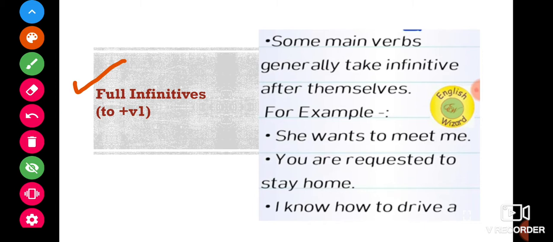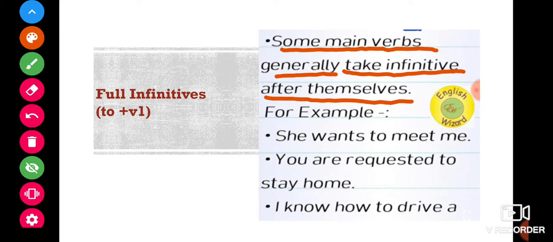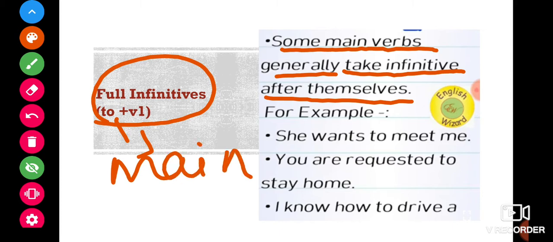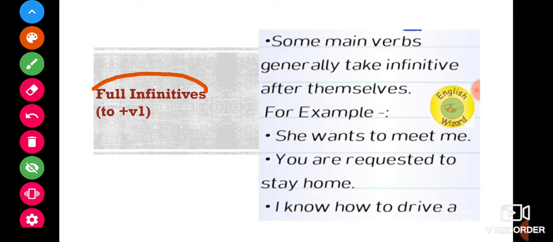Let us start with the first type of infinitive, full infinitives or simple infinitives. These infinitives are to plus first form of verb, to plus V1. Such formations are called full infinitives or simple infinitives. Some main verbs generally take an infinitive after themselves. That means full infinitives are not main verbs, but there are some other main verbs which take full infinitives as the second verb. Let us see this with the help of examples.